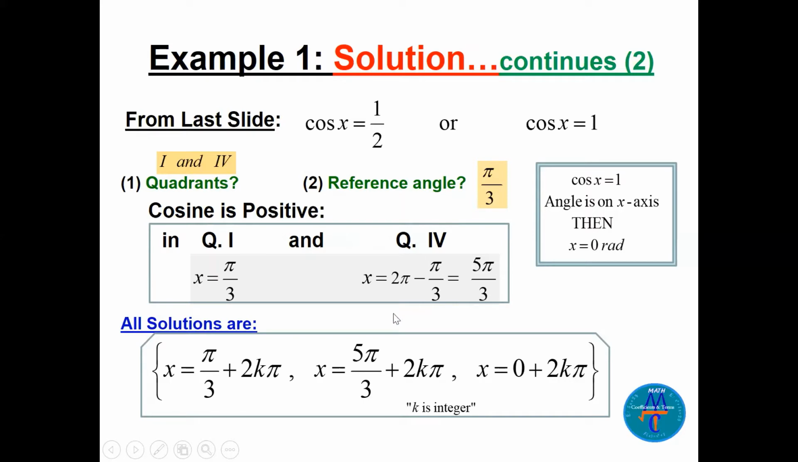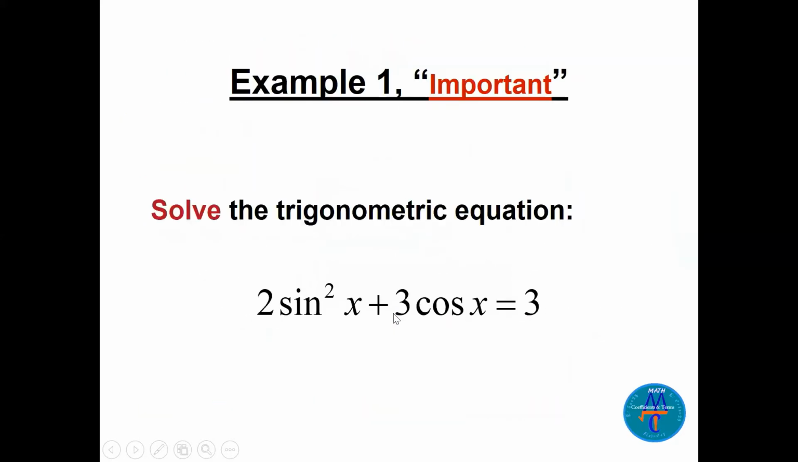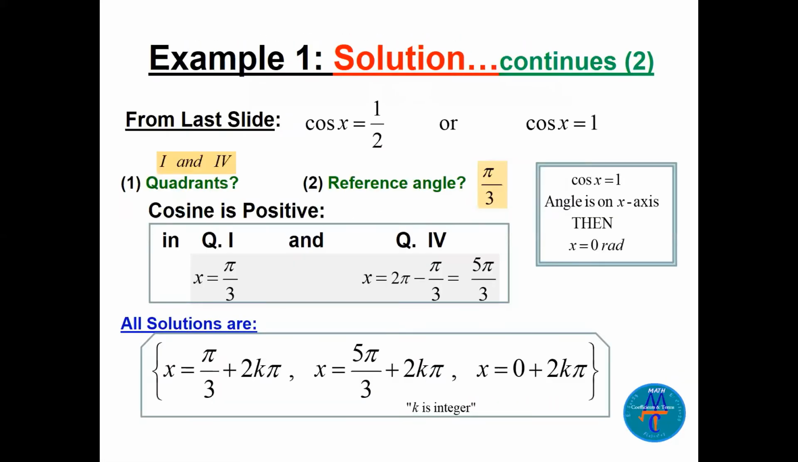See, in example number 1, there is no condition here. Nothing like 0 to 2 pi, 0 to pi, whatever. So we have to find a general solution. When we found all these angles in the period of the cosine, we have to add 2k pi. So the final solution, or the general solution, will be pi over 3 plus 2k pi, 5 pi over 3 plus 2k pi, and 0 plus 2k pi from this angle here.